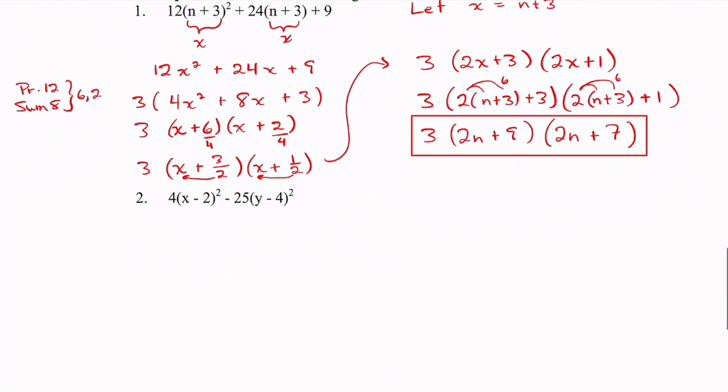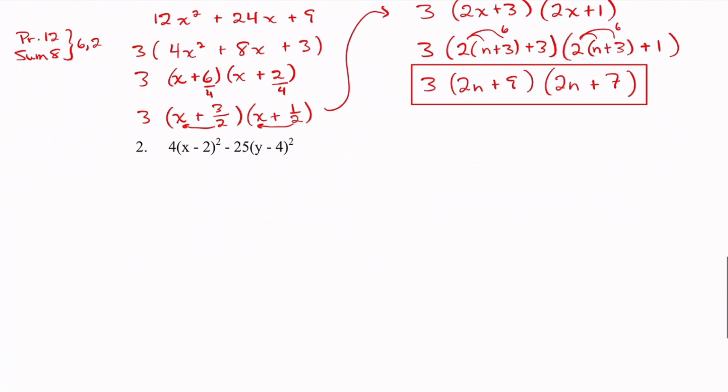So last one here. This one I can see there's only two terms, a difference in the middle, so I'm thinking this one is a difference of squares, and all the numbers seem to be perfect squares. So I'm going to write out the square roots of all these. Square root of 4 is just 2. Square root of x minus 2 squared is x minus 2. Square root of 25 is 5. And then square root of that y minus 4 squared is just going to be y minus 4.